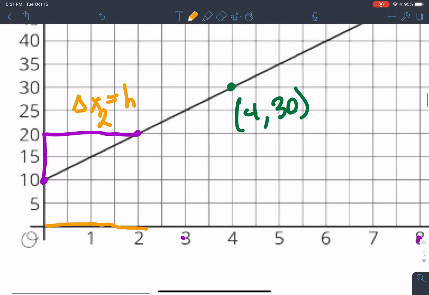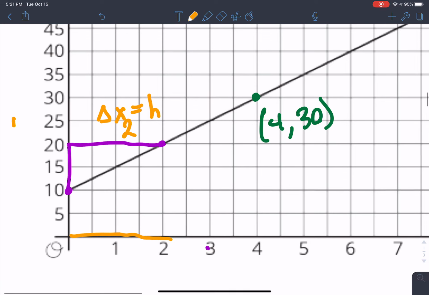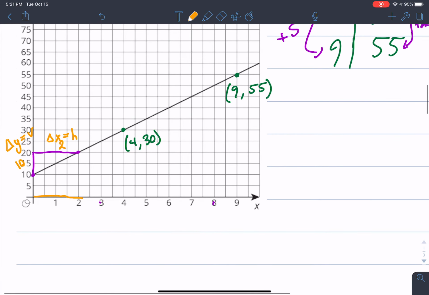And my change in y is going to be my vertical length. So in this case, I count from 10 to 20. I know that's going to be 10. So if we set this up the same way, our change in y over change in x, we have 10 over 2, which simplifies to 5.